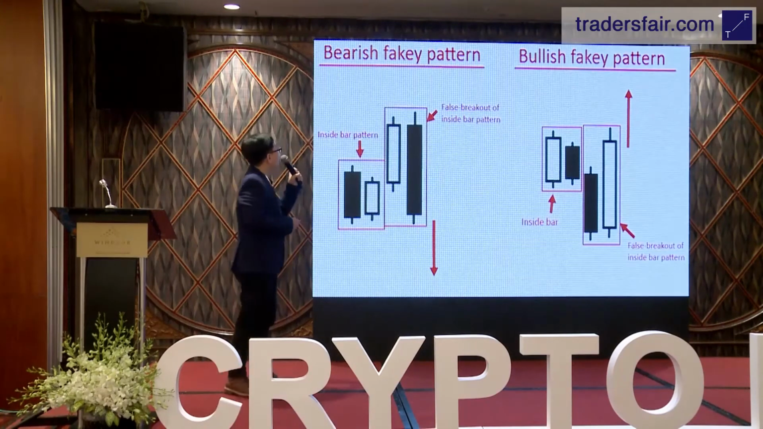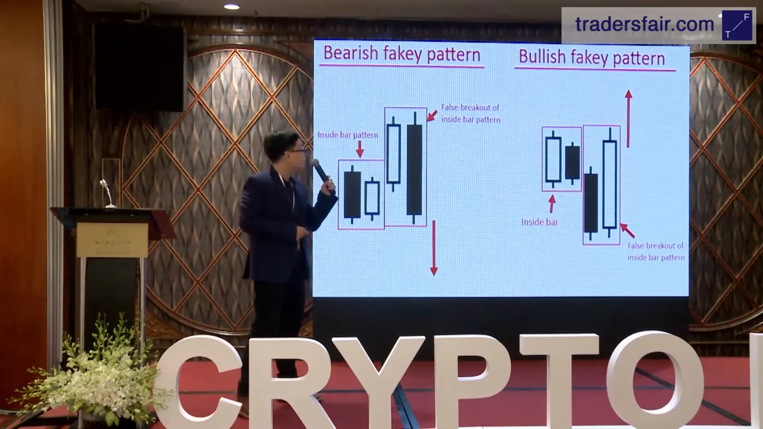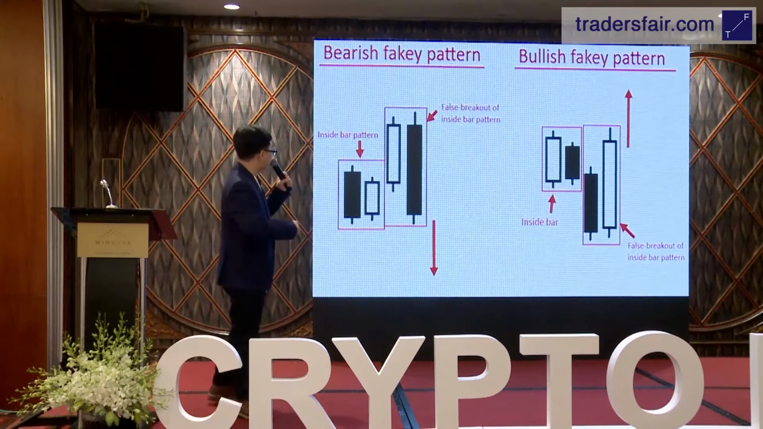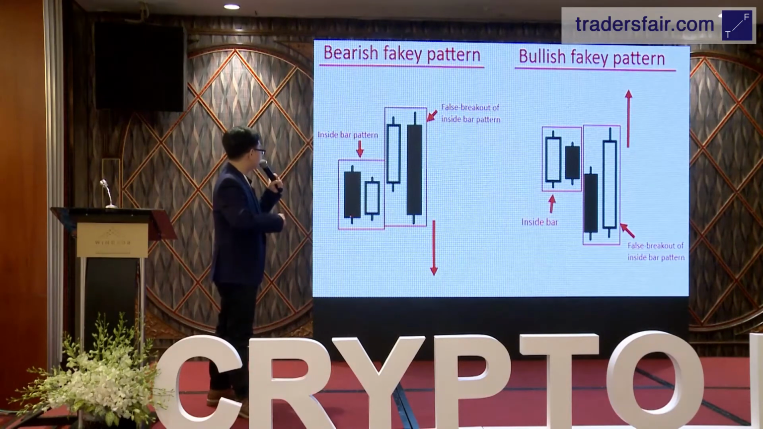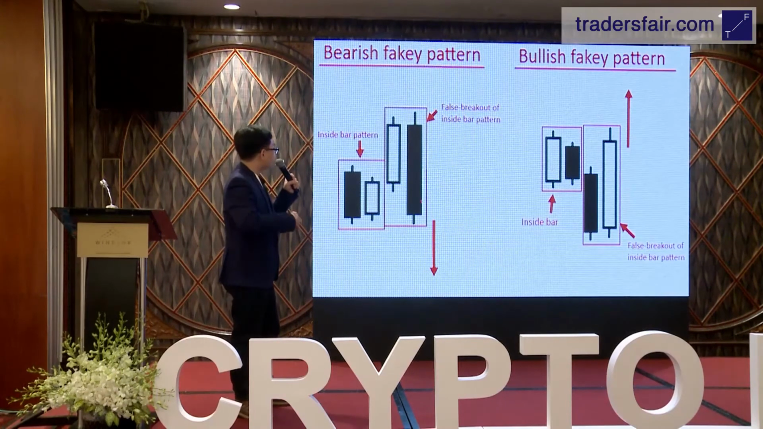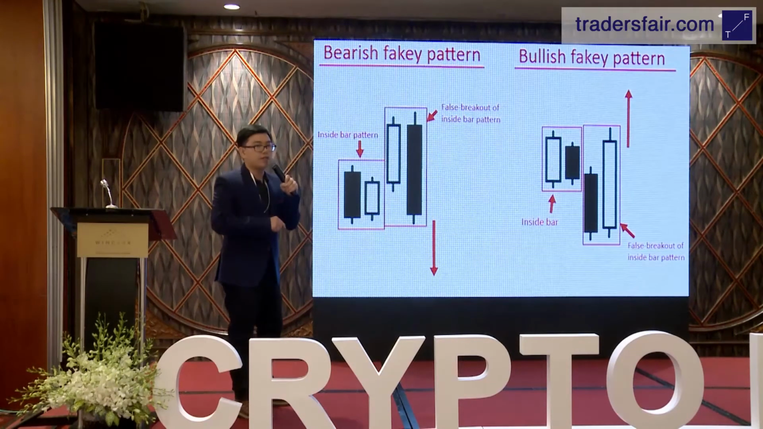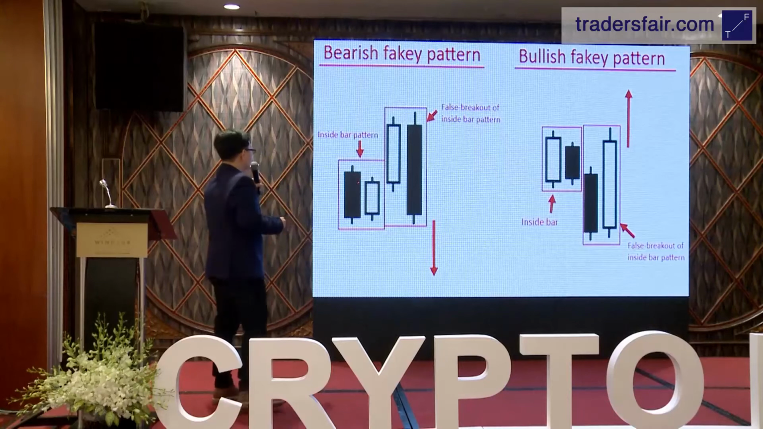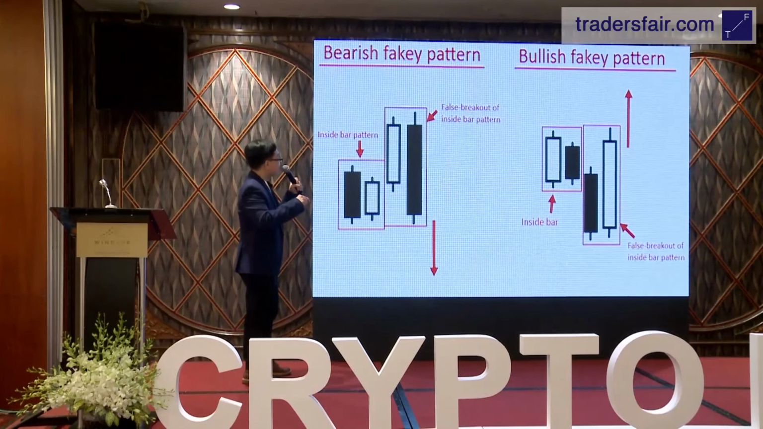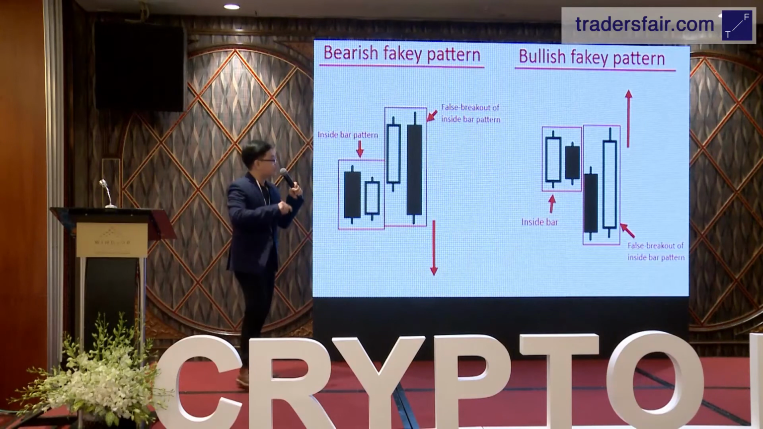So the final one is the bearish and the bullish fakey pattern. The fakey by nature is also an inside bar. You see that? The first two candles here is the inside bar, but it plus a false breakout after the inside bar. The false breakout could be two candles. You see that? The first candle breaks up, and then right after that, at the next candle, it goes down. This is a false break.